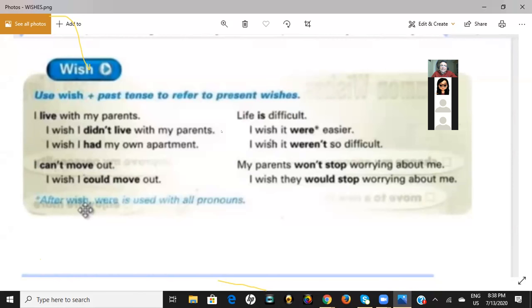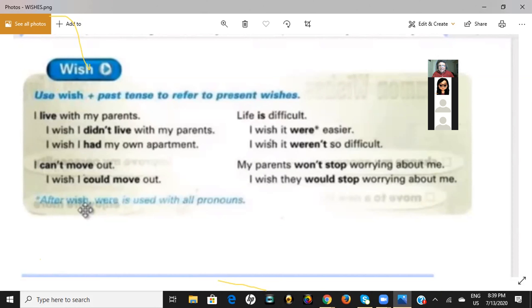¿Qué desea no vivir con los padres? Ajá. Me gustaría, desearía, quisiera no vivir con mis papás, con mis padres. As you can see, when I say me gustaría no vivir con mis papás, that means that I'm living with my parents at the time that I'm speaking. So in this case, the wish is negative. Me gustaría no vivir con mis papás. So the complement of the wish is in the simple past form. In this case, we're using the negative didn't.